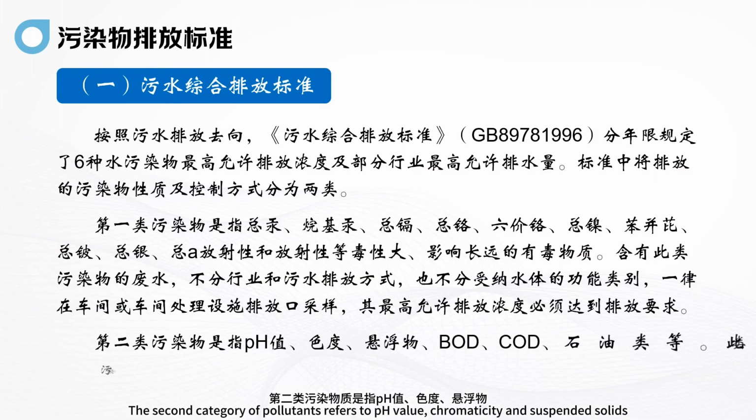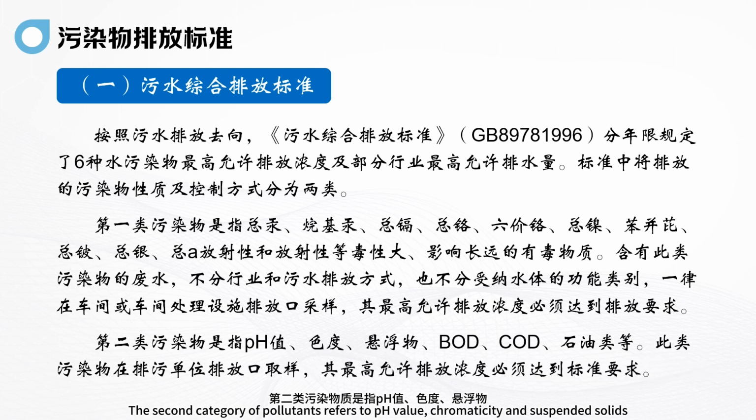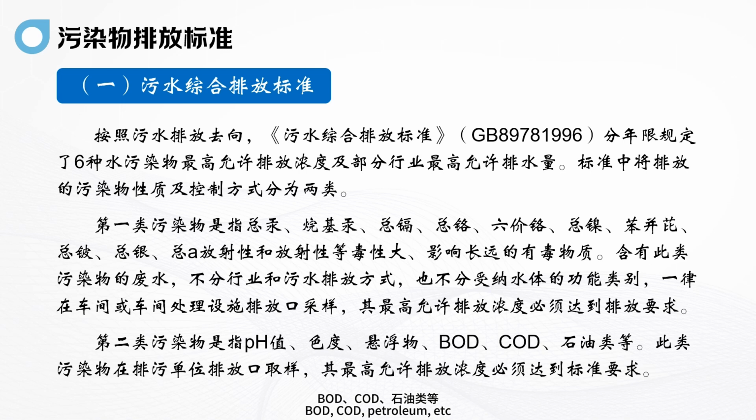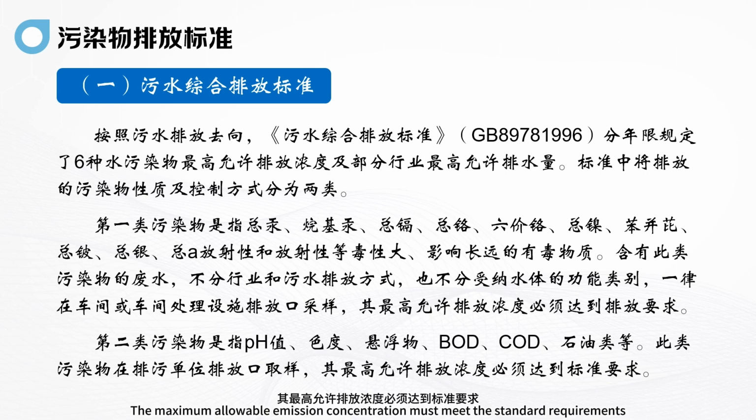The second category of pollutants refers to pH value, chromaticity, suspended solids, BOD, COD, petroleum, etc. Such pollutants are sampled at the discharge port of the sewage disposal unit. The maximum allowable emission concentration must meet the standard requirements.